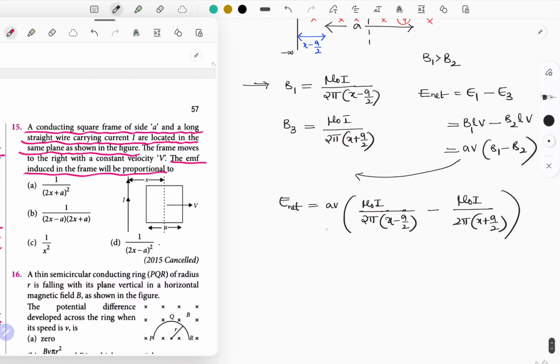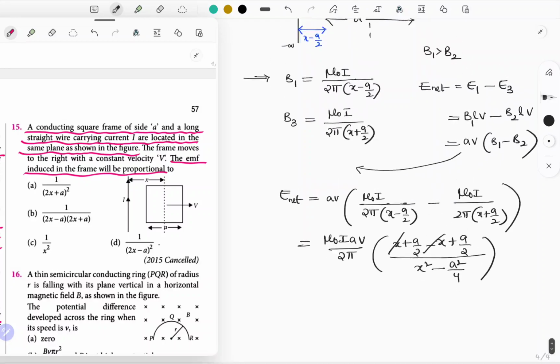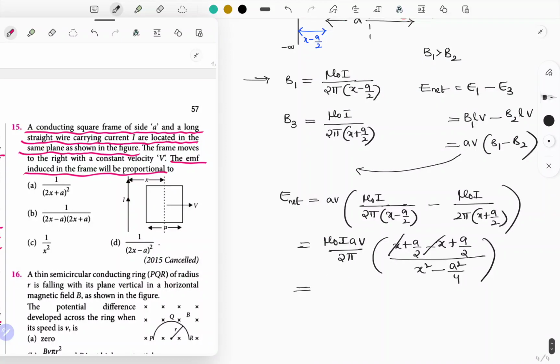Here mu naught I by 2 pi is constant, which will come outside. Mu naught I A into V by 2 pi, x plus a by 2 minus x plus a by 2, divided by x square minus a square by 4. So minus x plus x will get cancelled out. Then it is inversely proportional to x square, I guess. Is it? Let me check it out.